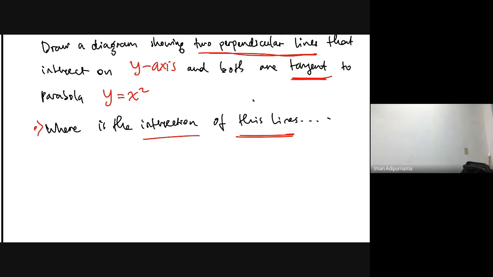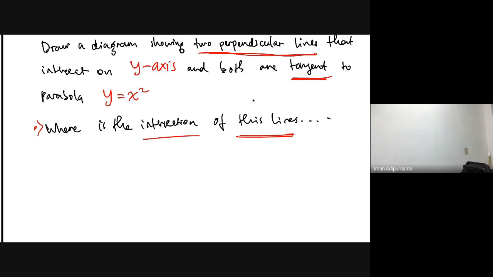Did you understand the question? Okay, so is it better if you draw the x squared like the parabola like this? And then you have two lines. These two lines is a tangent. So a tangent means it will be maybe in here or in here, and it will be having like this, that line, and that line will intersect in the y-axis.